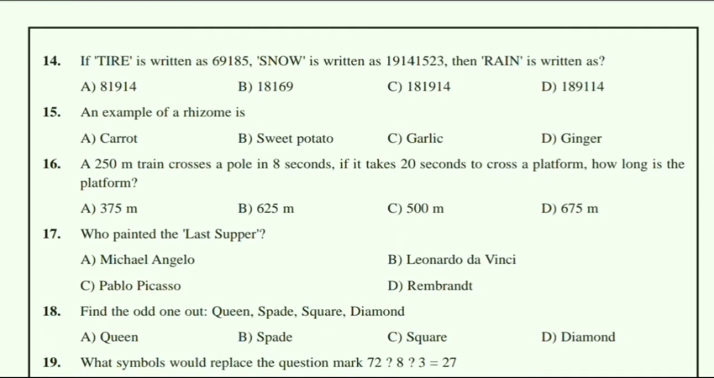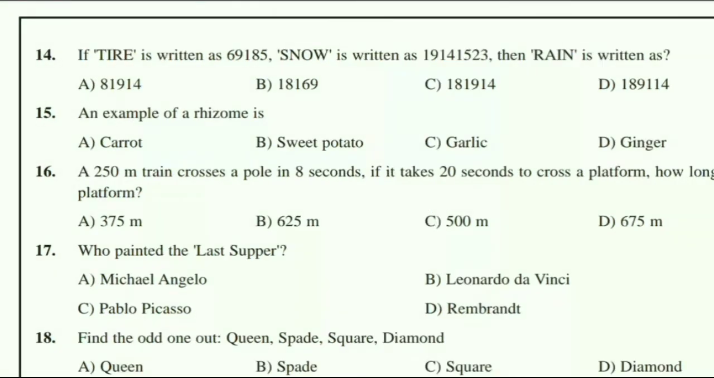If TIRE is written as 69185, and SNOW is written as 1914153, then RAIN is written as? Here we are just assigning the alphabetical order value for each letter. That is, E is 5, R is 18, I is 9 and T is 20. By mistake 6 is written here, and similarly it follows for SNOW. And for RAIN, the values are R is 18, A is 1, I is 9 and N is 14. C is the answer.